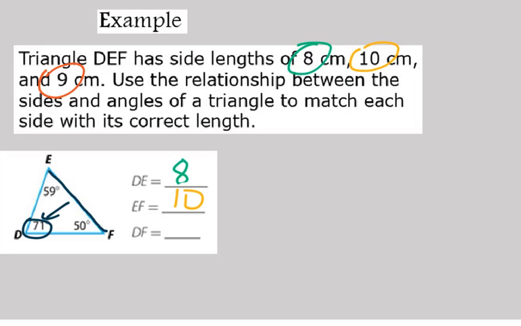And then finally, of course, what's left over, but let's go ahead and look at the DF. If I were to highlight the DF, that would be here, and it is opposite of the 59 degrees. 59 degrees was the mid-size angle, so it's going to be the mid-size length of the sides as well, and the mid-size was 9, so that's why the DF would be 9.